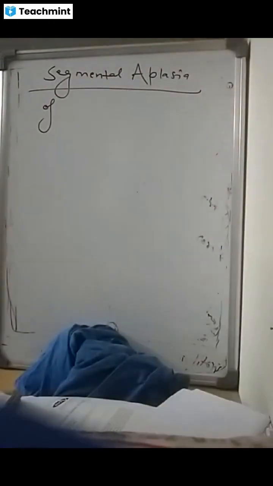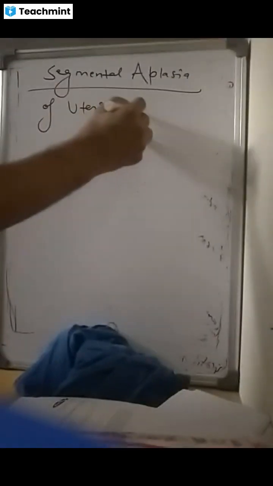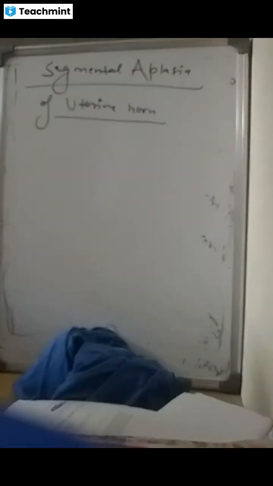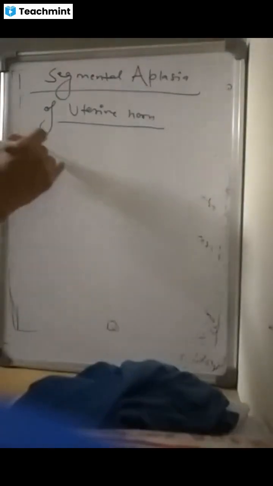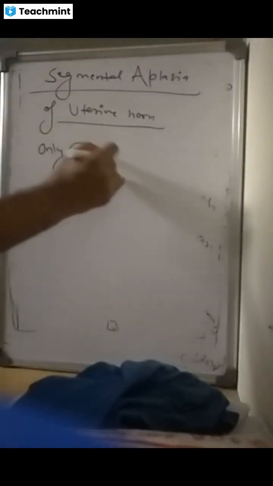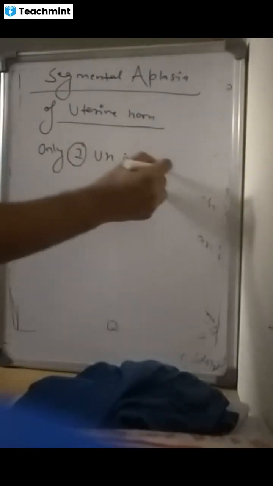Then again, segmental aplasia of the uterine horn. There is only one uterine horn involved.